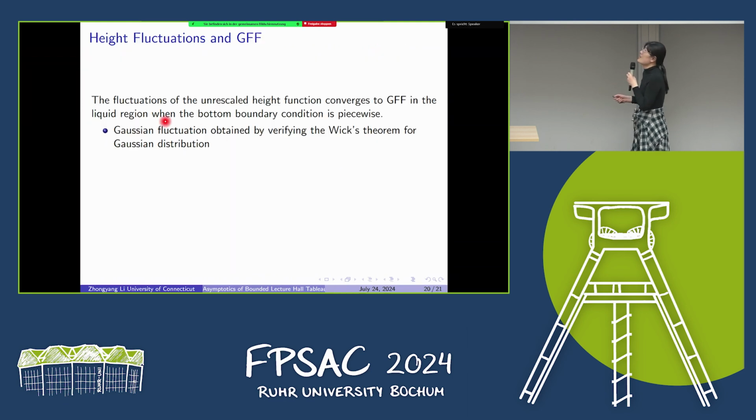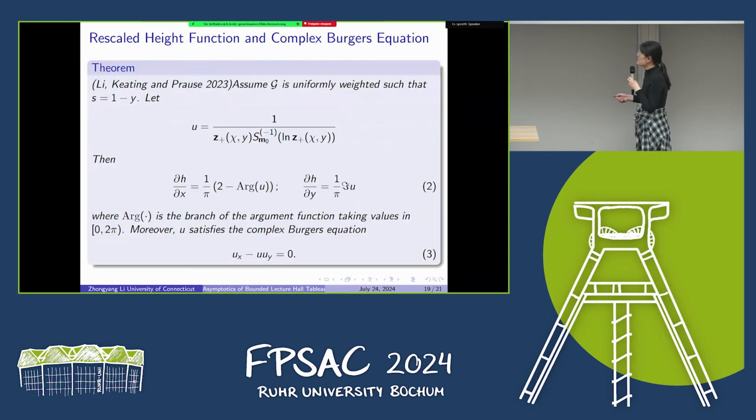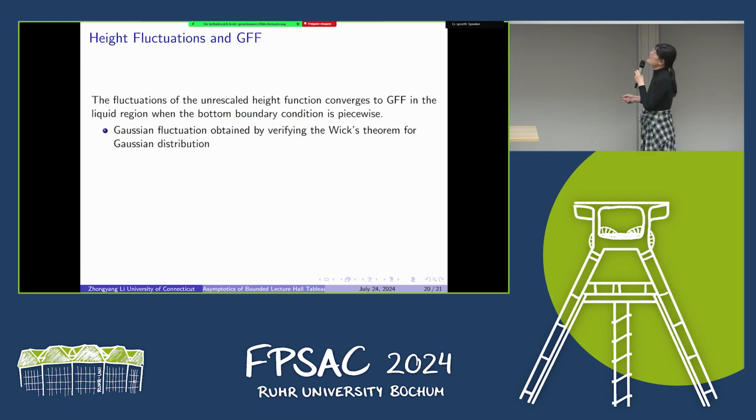We may also consider the height fluctuations. When we obtained that limit shape, we considered the rescaled height function. That means we rescale the height function by the same factor as we rescale the graph: if we multiply the mesh size by epsilon, we multiply the height by epsilon as well. However, for the height fluctuation and the Gaussian free field, we do not rescale the height function. We consider the unrescaled height function. We can show that the unrescaled height function converges to the Gaussian free field in the liquid region when the bottom boundary condition is piecewise.